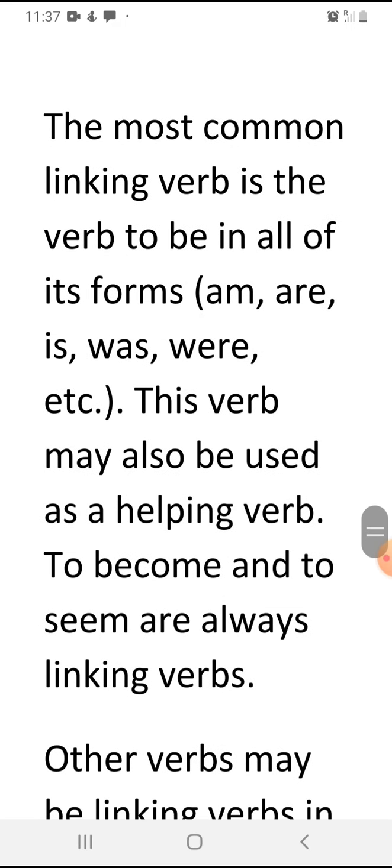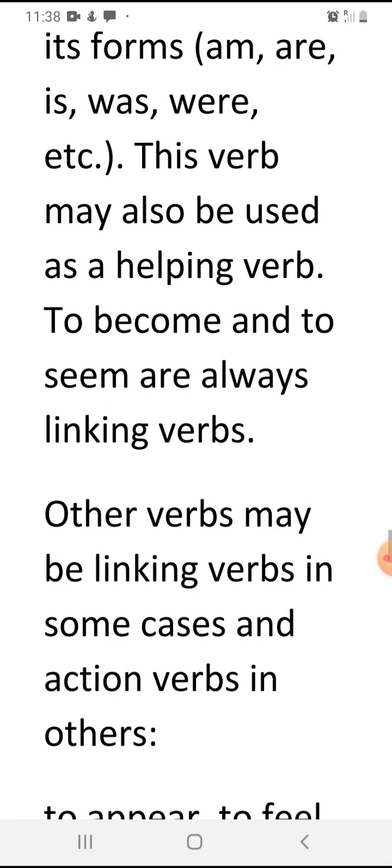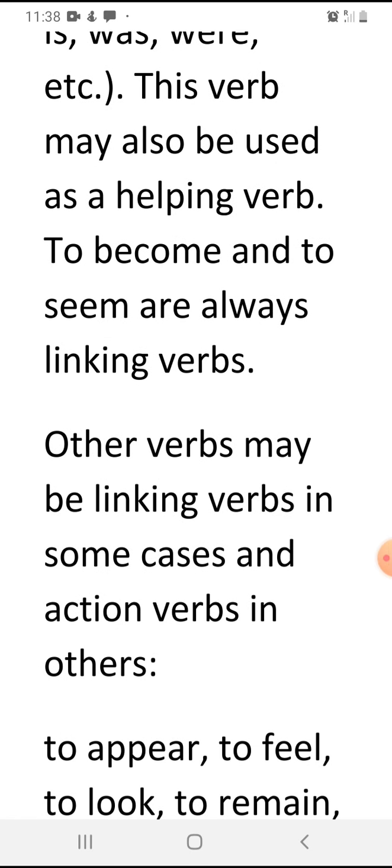The most common linking verb is the verb to be in all of its forms: am, are, is, was, were, etc. This verb may also be used as a helping verb. All these verbs of being are used as helping verbs also. To become and to seem are always linking verbs. Other verbs may be linking verbs in some cases and action verbs in other cases.